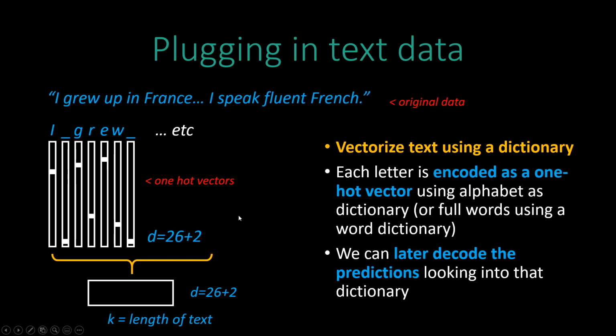Okay, and another fact from being able to use this encoding into a dictionary or into a vector of one-hot vectors is that at the end, when we get some predictions from this model, we will be able to use this dictionary as a lookup table and to decode these predictions back into letters. Okay, so let's see that more concretely.